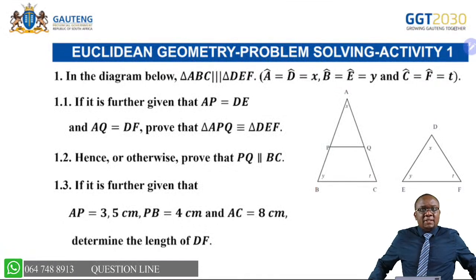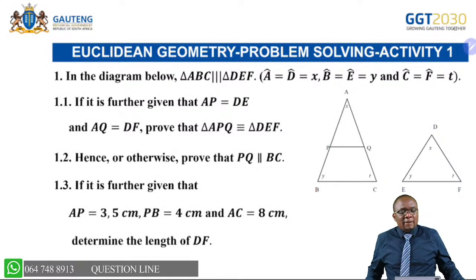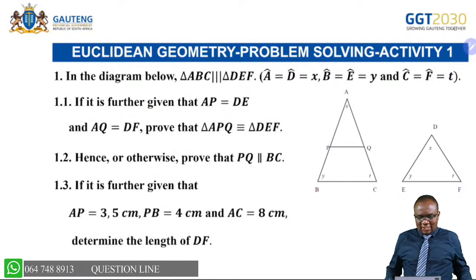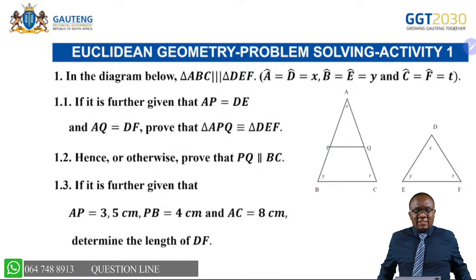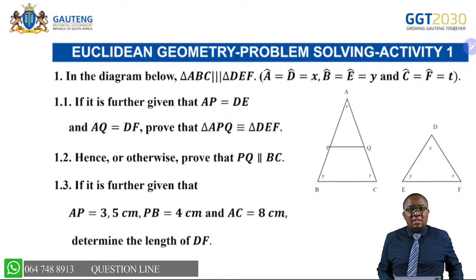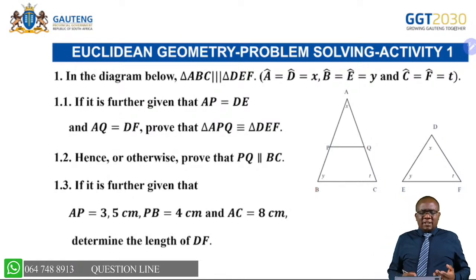Right. Welcome back, greetings. In the diagram below, look at that, triangle ABC is similar to triangle DEF. Do you see triangle ABC and triangle DEF? Sometimes we talked about this in the previous lesson. Sometimes it's difficult. These symbols for similarity and congruence confuse learners. We say that if you want to remember, just write the words. Similarity.